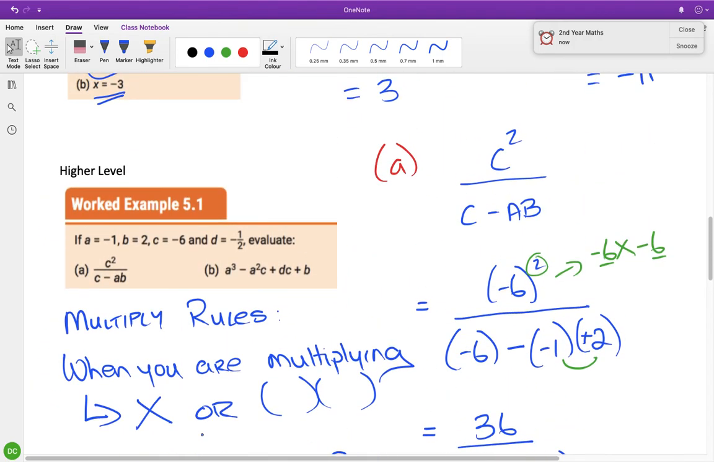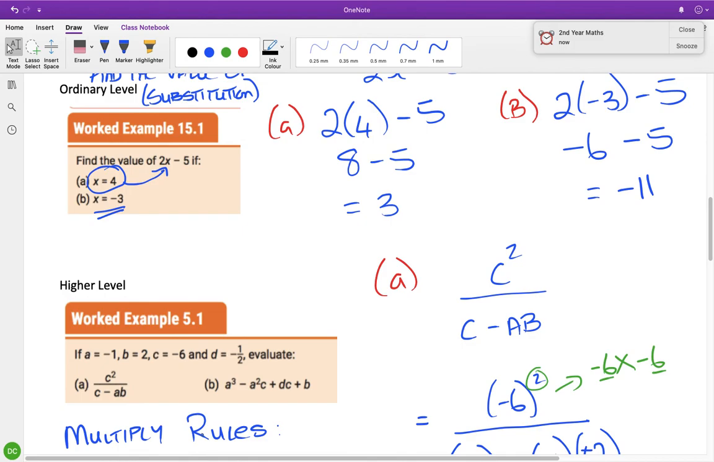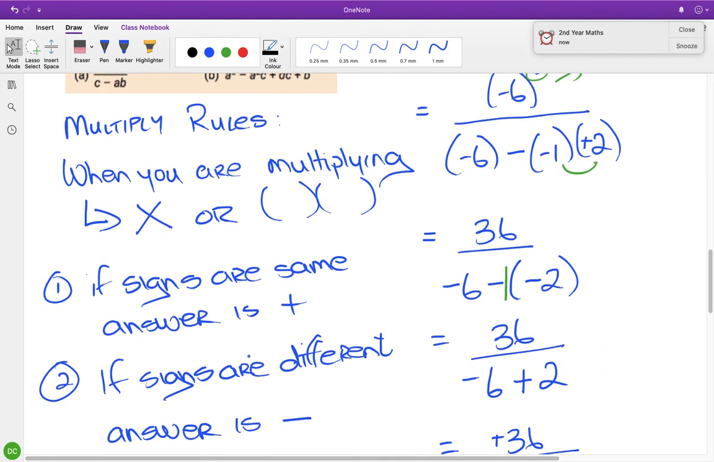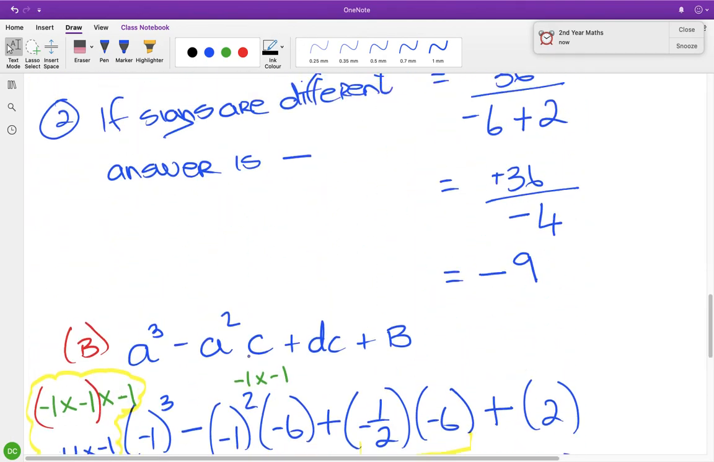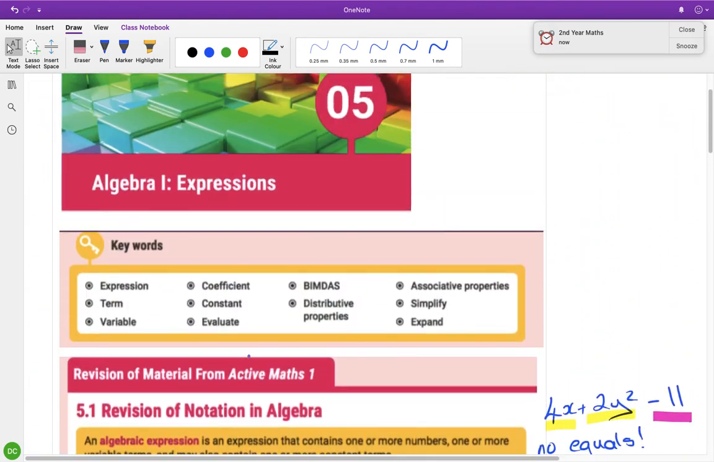So spend a bit of time looking through this video. Make sure you understand how I'm doing all of those multiplications. And definitely give the higher level questions a good go. Give it a bit of time, and check the answer in the back of the book. If you got it wrong, try it a second time. Because really and truly the only way to get good at these is just practice, practice, practice. These rules need to become second nature to you. All right, have fun with that.